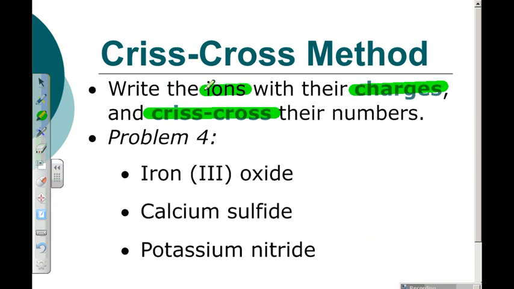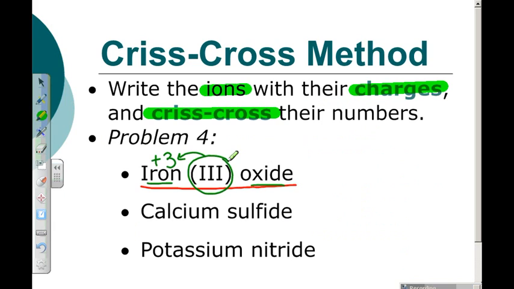In the first one, we're going to name or write the formula for iron 3 oxide. Notice that there's 2 parts to this name. There's the iron, there's the oxide, and there's this Roman numeral 3. What was this Roman numeral 3 telling us? Does it belong to the metal or does it belong to the nonmetal? The Roman numeral is telling us the charge of the metal. So in this case, a Roman numeral of 3 means that our iron had a positive 3 charge.